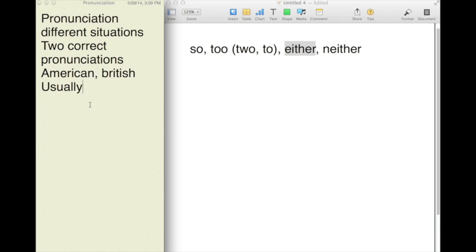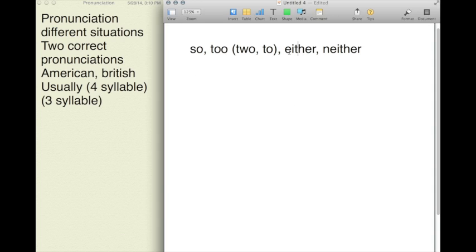Like usually. Usually can be said as a four-syllable word. Four syllables. Syllable is a beat in a word. Usually, four-syllable word. Or it can be said as usually. So it can also be said as a three-syllable word. And both are correct. They are both correct.